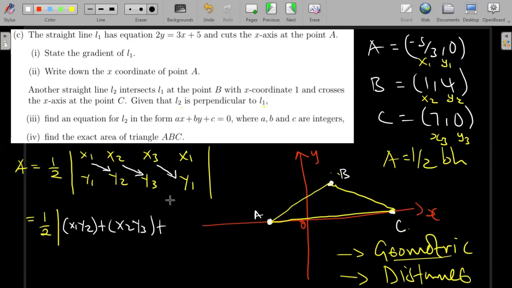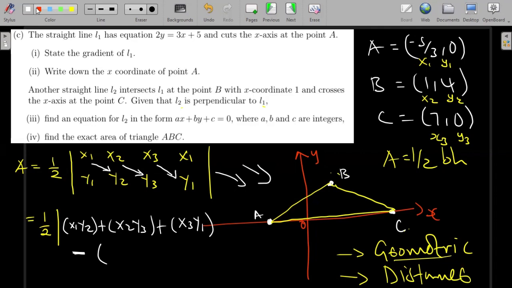Okay, and then I'm going to say plus, and then here I'm going to say x3, and then y1 like this. After you are done multiplying in this direction, you have to say minus, and then now you start subtracting. So we start subtracting in this way.